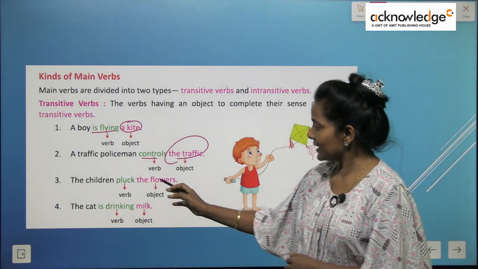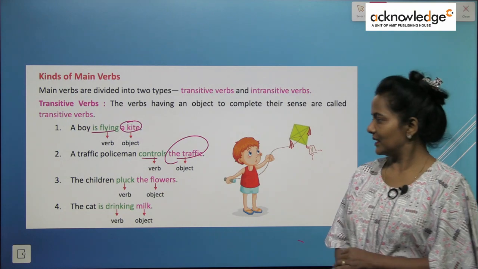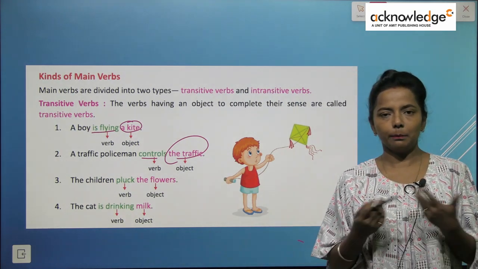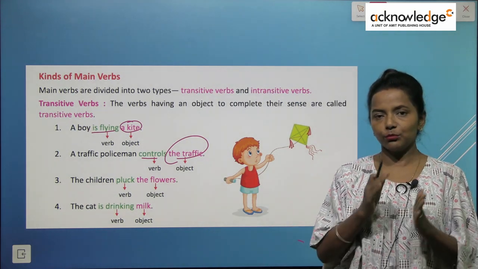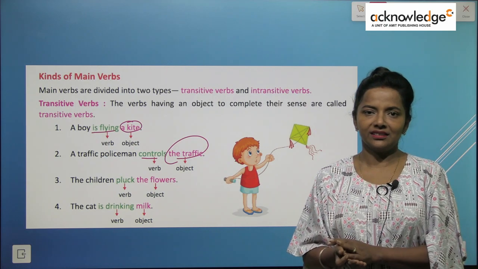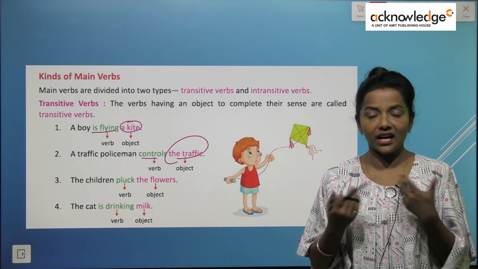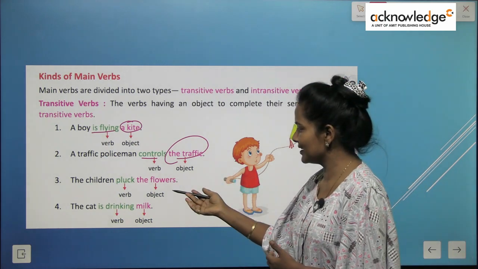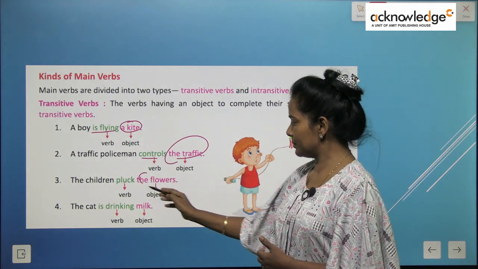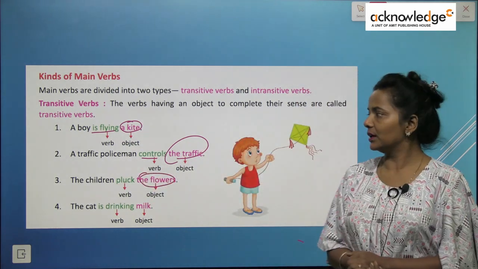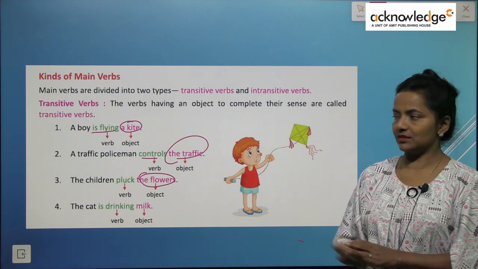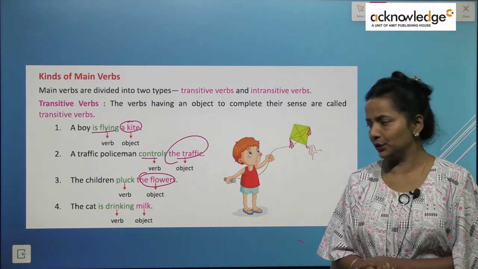The children pluck the flowers. The children pluck. Pluck what? अगर हम बोलते हैं the children pluck, ये तो incomplete है sentence. क्या pluck करते हैं? The flowers. Again we have added an object to the verb to complete the sense. So this is transitive verb.